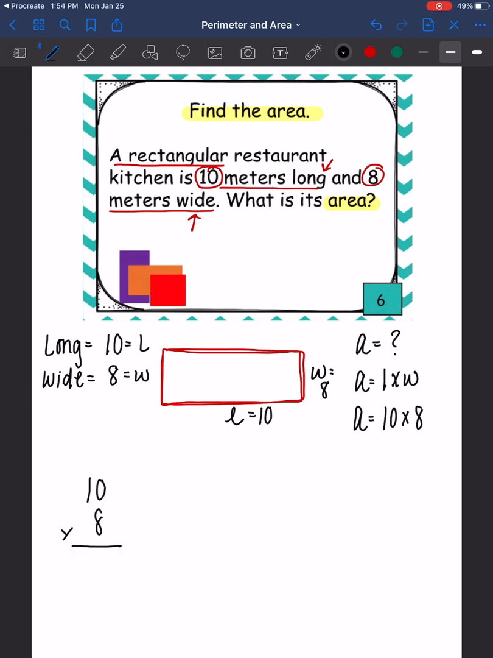And I'm going to come off to the side and do my multiplication where 8 times 0 is 0 and 8 times 1 is 8. So our area is 80 meters.